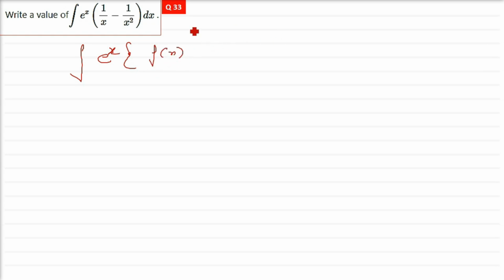So we need an f dash x. If it comes, then we can apply the formula. So fx, if we take 1 by x, and if we differentiate this, f dash x, what are we going to get? Negative 1 by x squared. And this is exactly what we have in this question also. Negative 1 by x squared, f dash x.